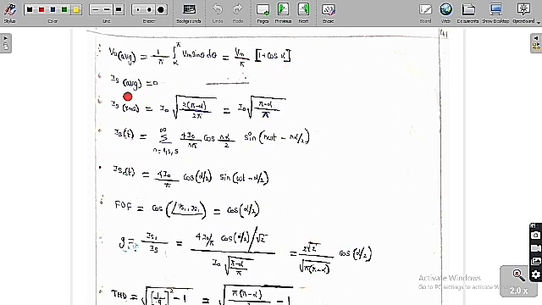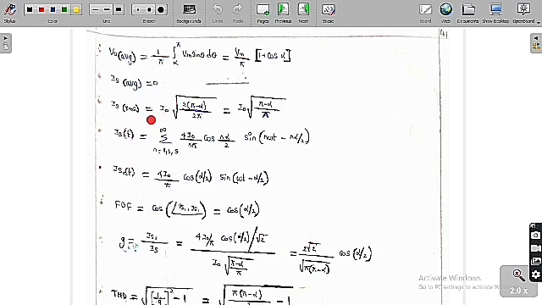Whereas if you want to find the average value of the source current, from alpha to pi it is going to have a plus I naught, whereas from pi plus alpha to 2 pi it is going to have a minus I naught, and in the remaining ranges it is 0. So simply we can say that the source current average value is equal to 0.